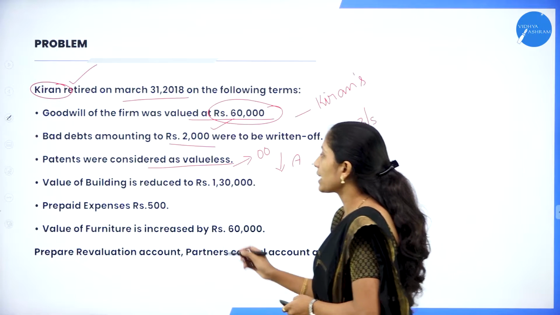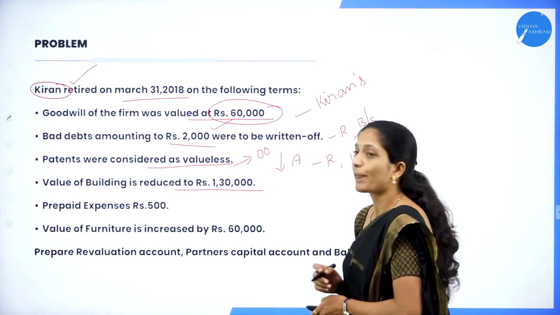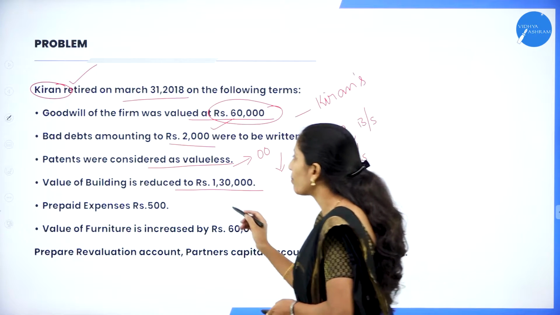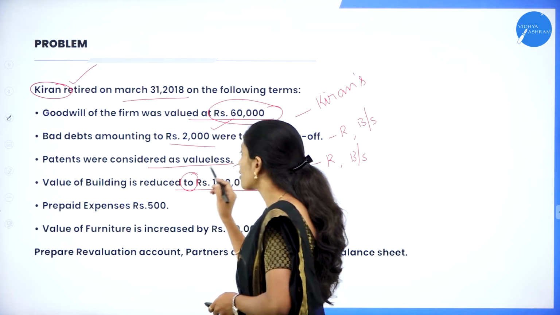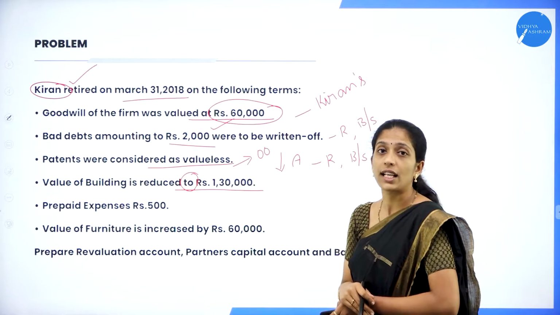Next, value of building is to be reduced to rupees 1,30,000. Now remember here, they are telling that it has reduced to 1,30,000.